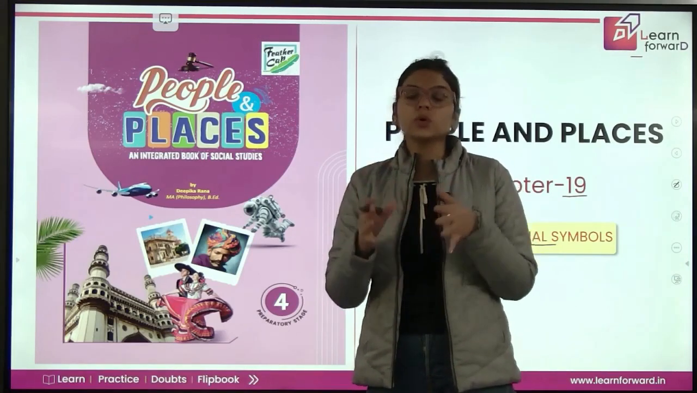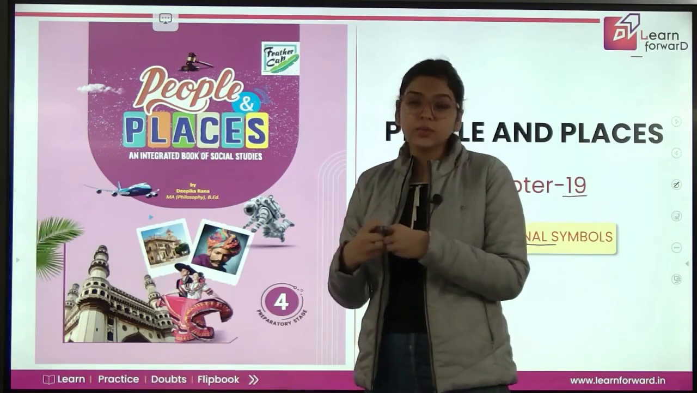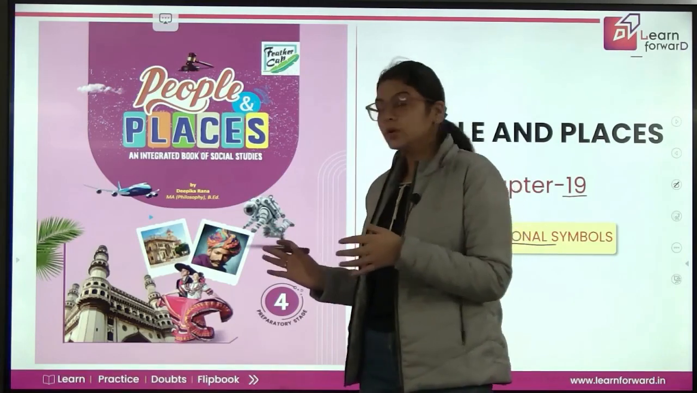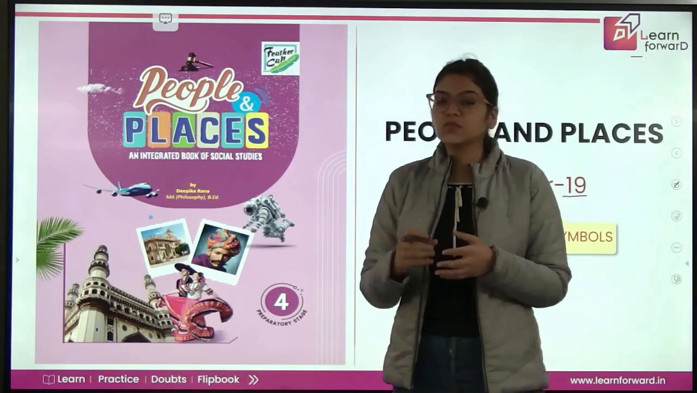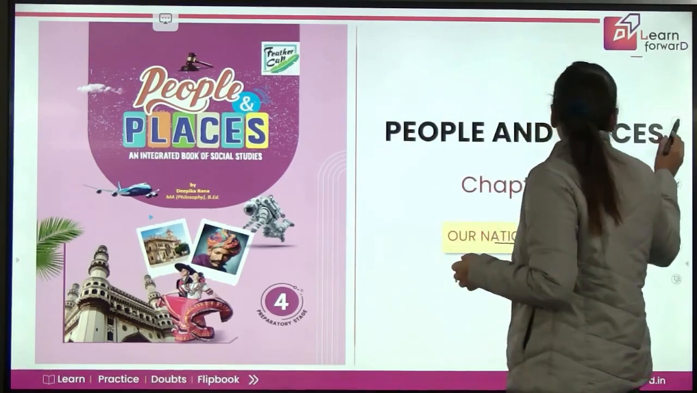In this chapter, we are going to study our national symbols and national anthem, about how they evolved, who wrote them. In this chapter, we are going to cover all the national things which we have been studying from class 1. So let's get started now.